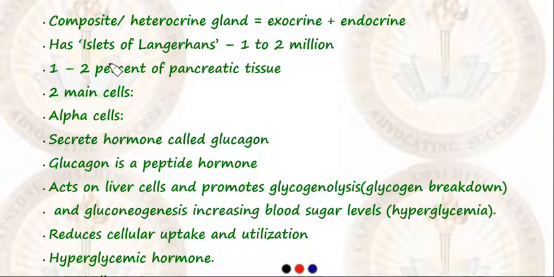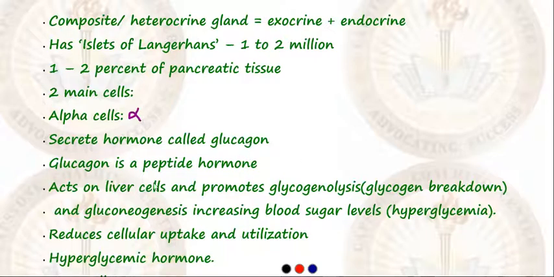As I said, it has islets of Langerhans, the endocrine part, and they are 1 to 2 million in number, and they constitute a very small percentage of the pancreatic tissue, about 1 to 2%. They have two main cells, the alpha cell and the beta cell. So first we'll talk about alpha cells. Alpha cells secrete a hormone called glucagon.